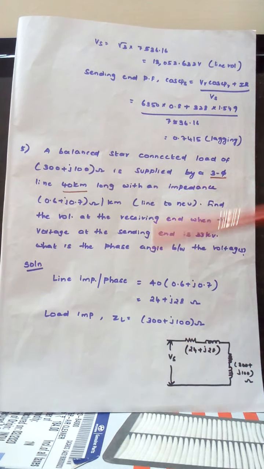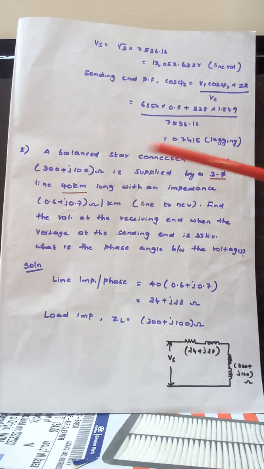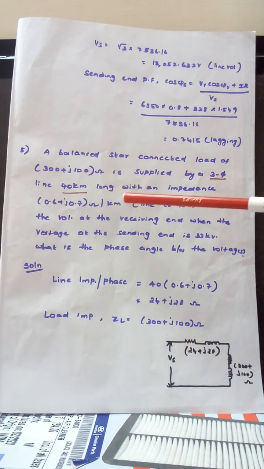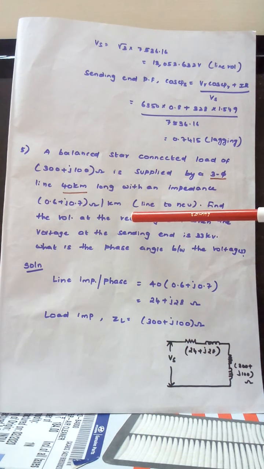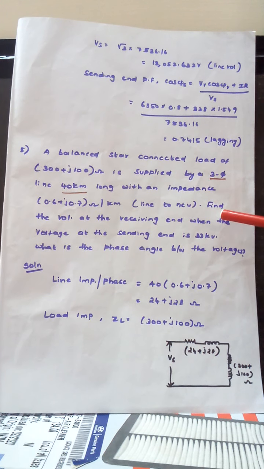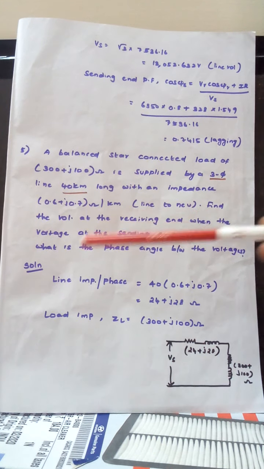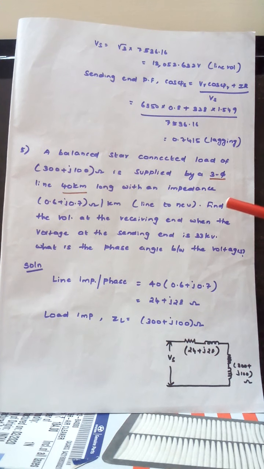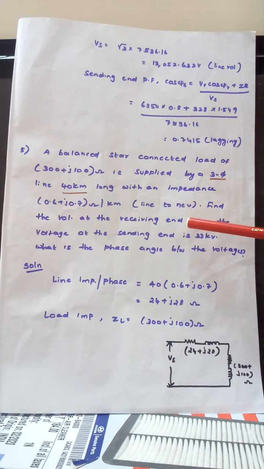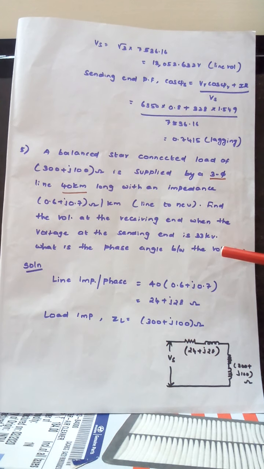The next problem: a balanced star connected load of 300 + j100 ohm is supplied by a three-phase line 40 km long, with an impedance of 0.6 + j0.7 ohm per kilometer. It is line to neutral voltage, and find the voltage at the receiving end when the voltage at the sending end is 33 kV. What is the phase angle between the voltages? Here the sending end voltage is given, so we have to find the receiving end voltage and the phase angle between the sending end and receiving end voltages.